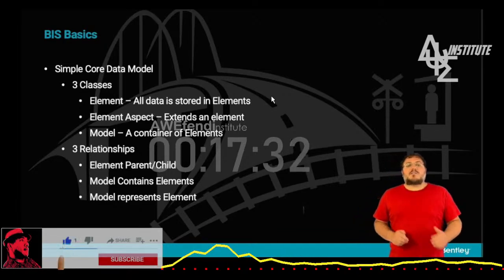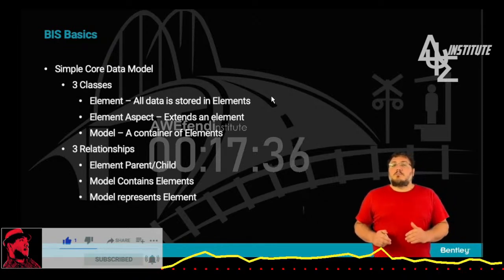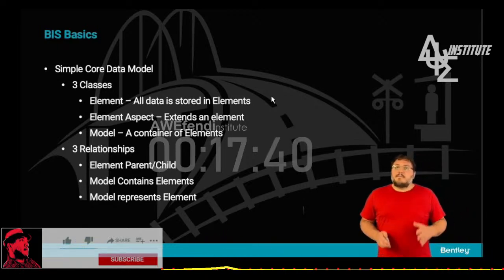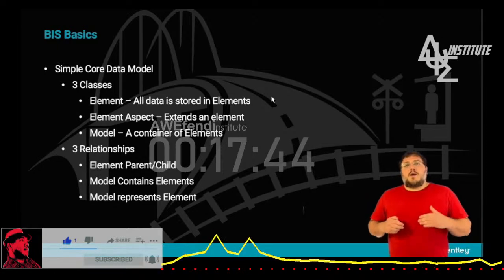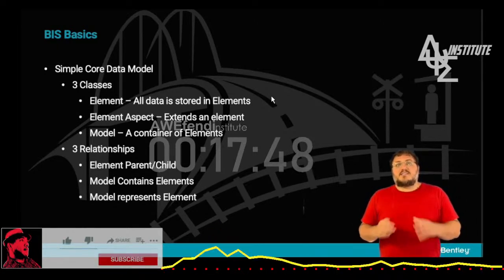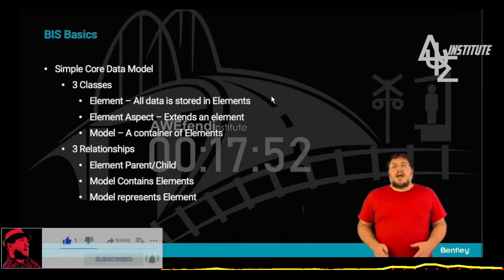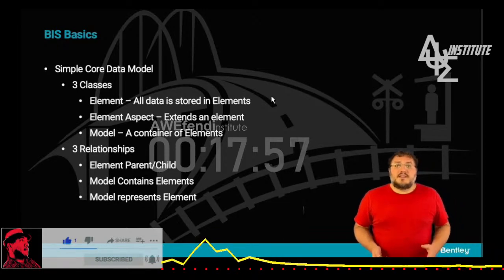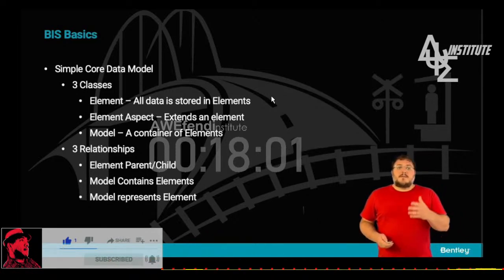Next is model contains element. This is the relationship that identifies which model an element belongs to. And finally, this one's a little bit tricky, is model represents element. This is a way to break down an element into smaller components in a submodel. So if I have an element that represents a building, I can have a submodel that represents the building in greater detail. This is a really powerful way, and you can see how we use this a little bit later on.